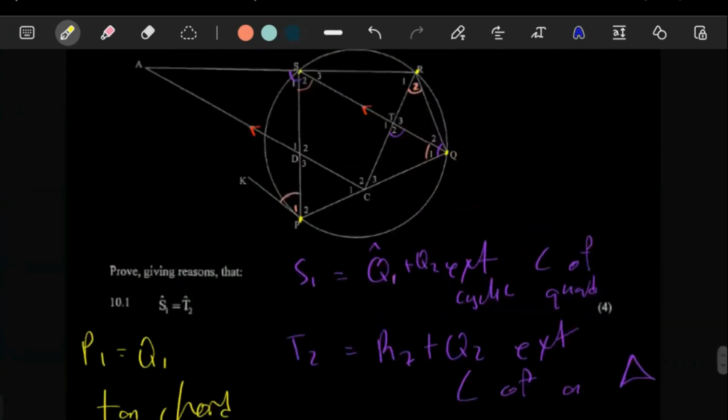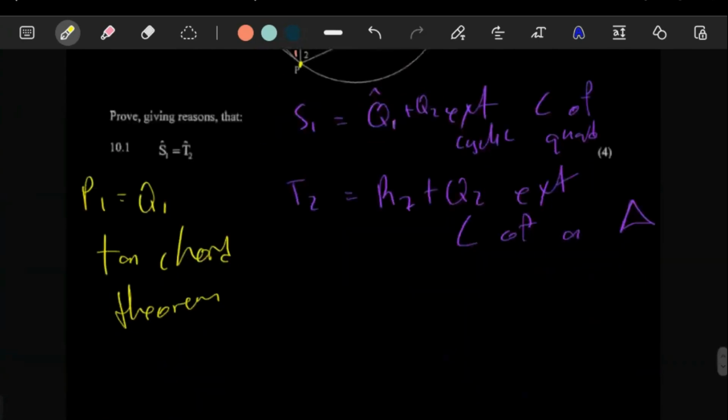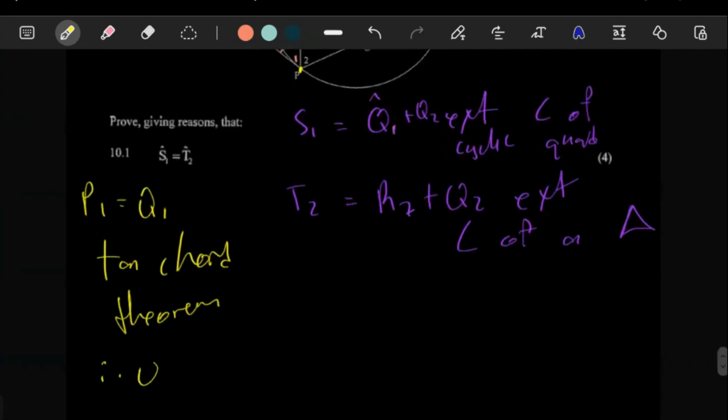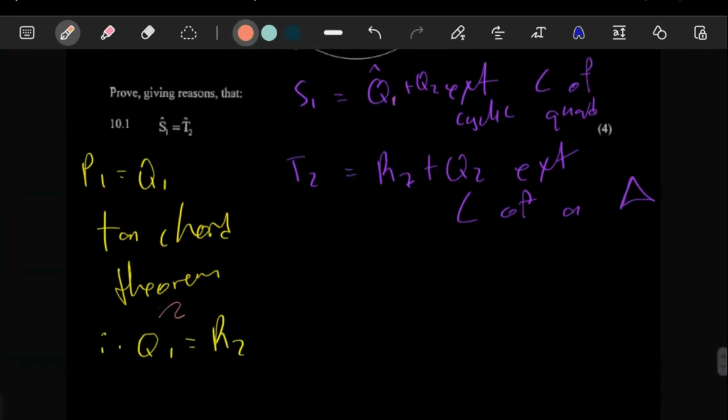And then we need to say that therefore Q1 is equal to R2. Or rather, before mentioning this, we can say that P1 is equal to R2. That's a given. You see? So since Q1 is equal to P1 and P1 is equal to R2, it means they're equal to each other.